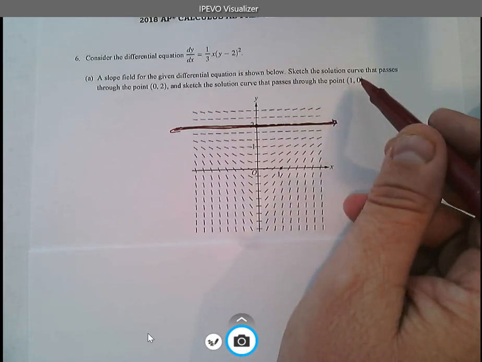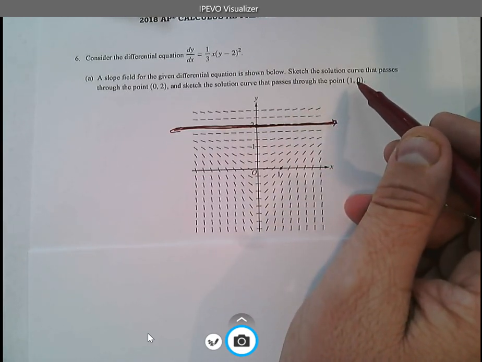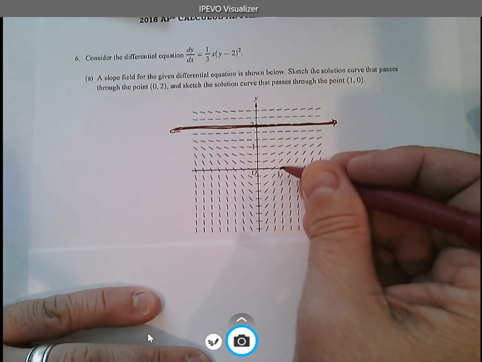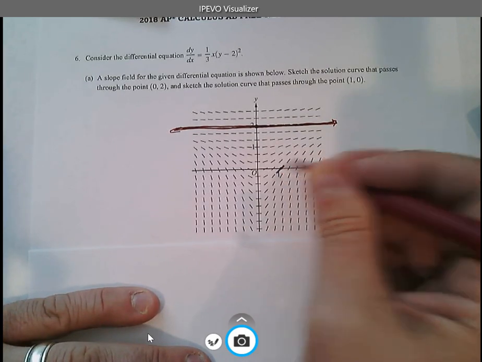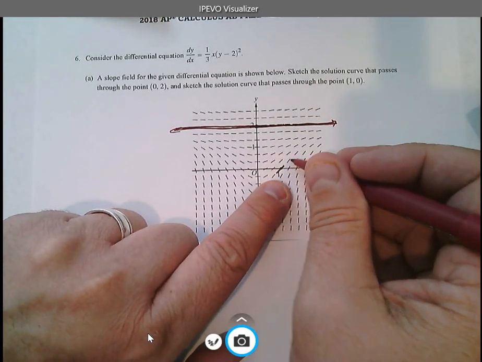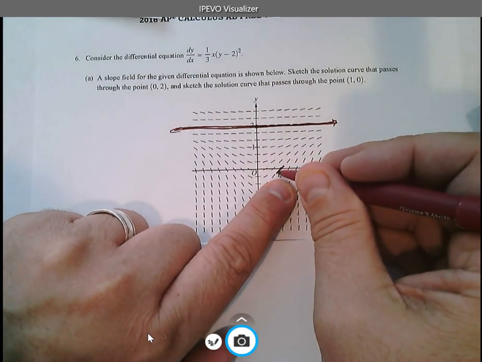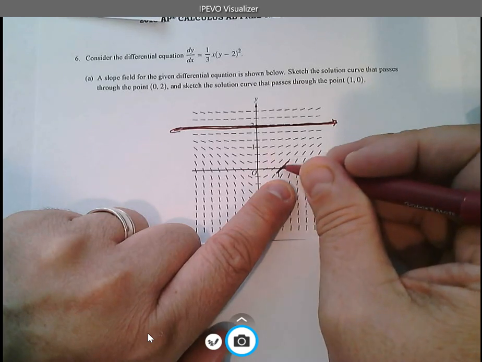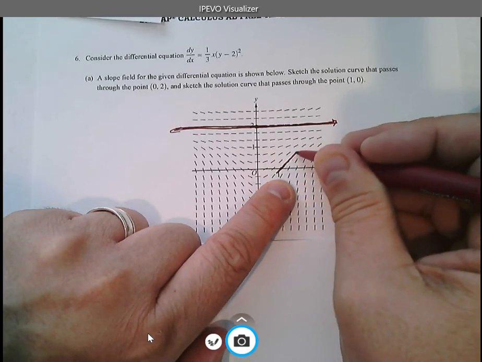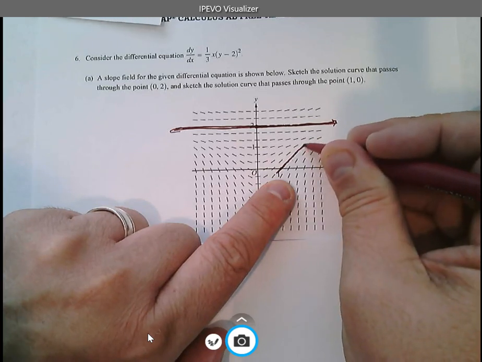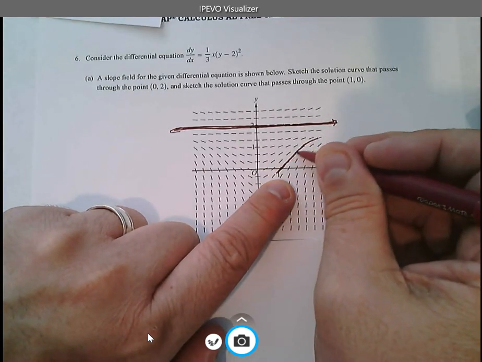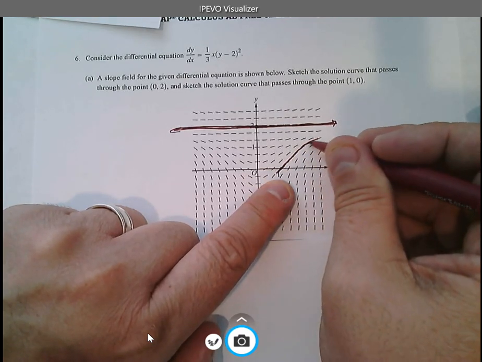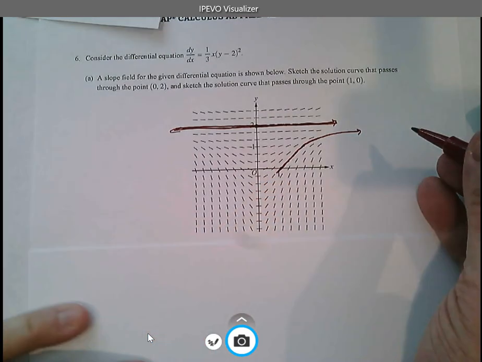Okay? Now, what about the one that passes through the point (1, 0)? (1, 0) is over here. If I look at the tangent line here, that tangent line is increasing a bit, so that's what my curve is supposed to do. As I move to the right, that tangent line gets me to the next tangent line, which is also increasing. And I keep moving along. I get to the next one. I get to the next one. I start to see that they're tapering off. They're not increasing as much, so I'm just going to keep going that way.